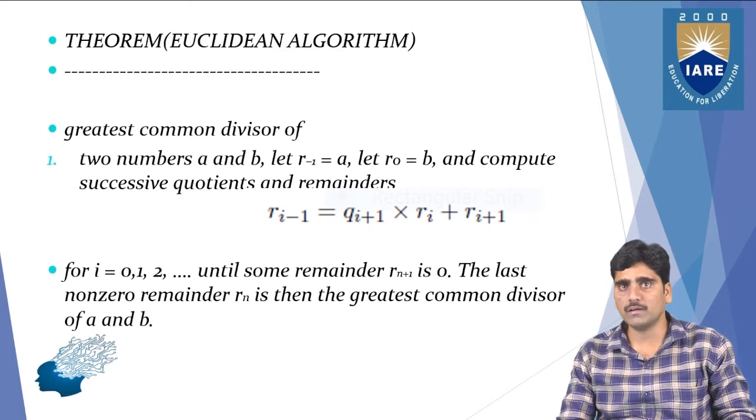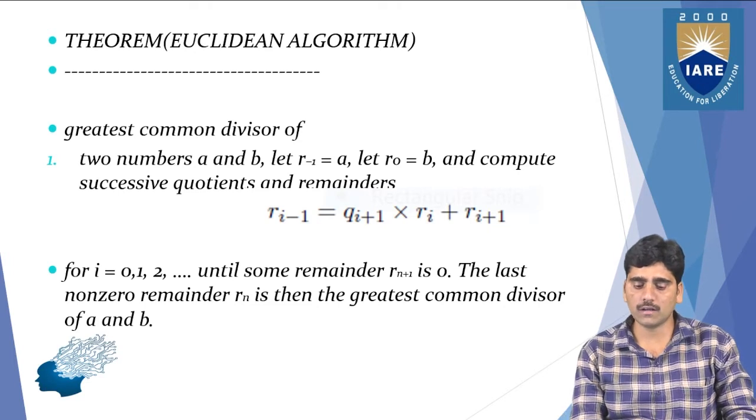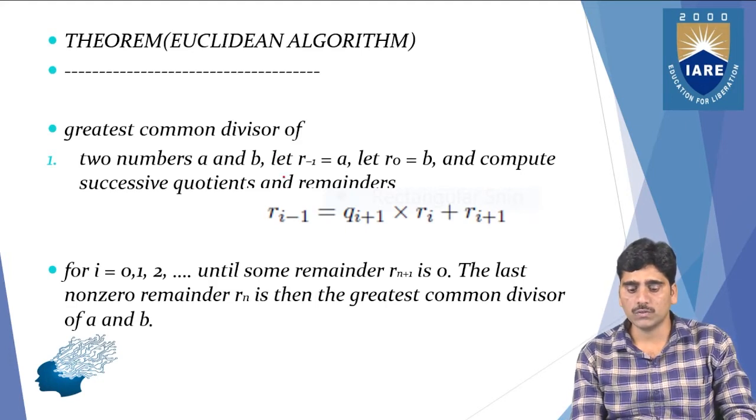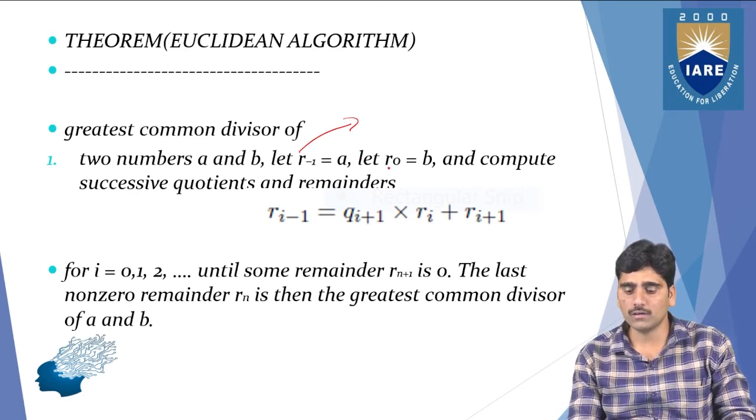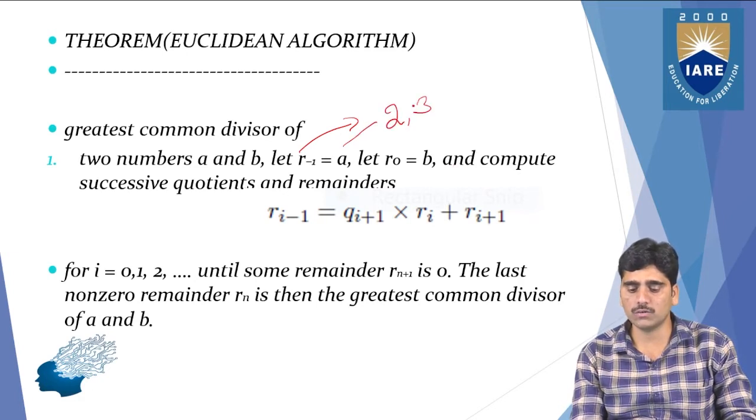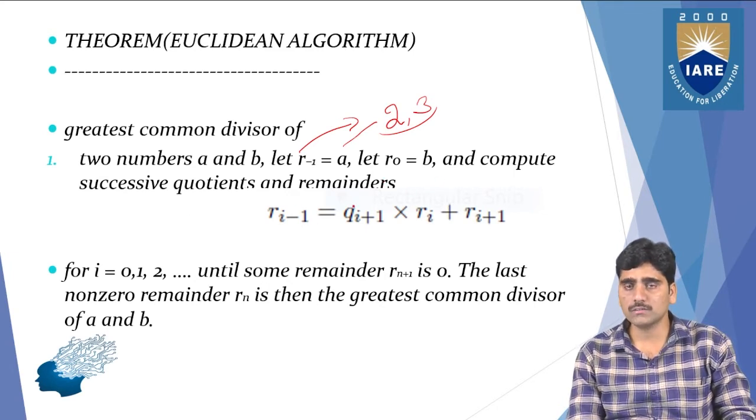The Euclidean algorithm is a simple algorithm to find the greatest common divisor. Here, consider the greatest common divisor of any two numbers, A and B. Let R minus 1 equal A and let R 0 equal B. Suppose you take this as 2 and this as 3; like that you can take any numbers, they may be integers. And compute successive quotients and remainders.